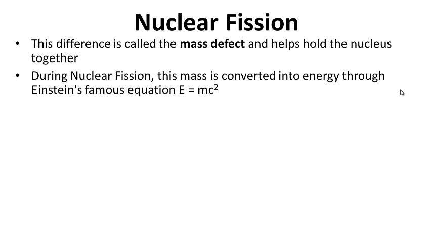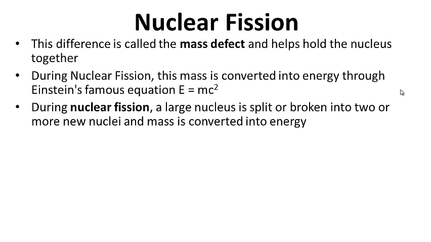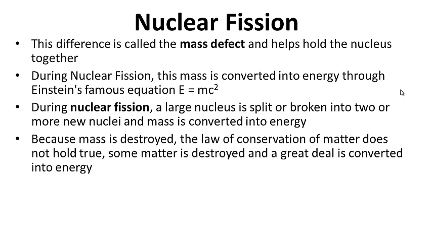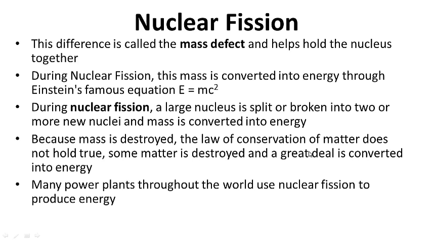Okay, during nuclear fission, the mass is converted into energy through Einstein's famous equation E equals mc squared. During nuclear fission, a large nucleus is split or broken into two or more new nucleuses or nuclei, and mass is converted into energy. Because mass is destroyed, the law of conservation of matter does not hold true. Some matter is destroyed and a great deal is converted into energy. Many power plants throughout the world use nuclear fission to produce energy.